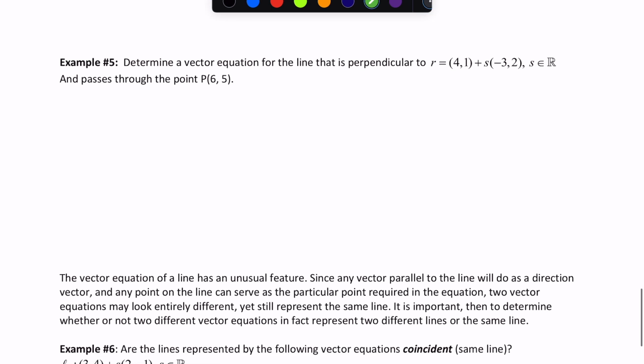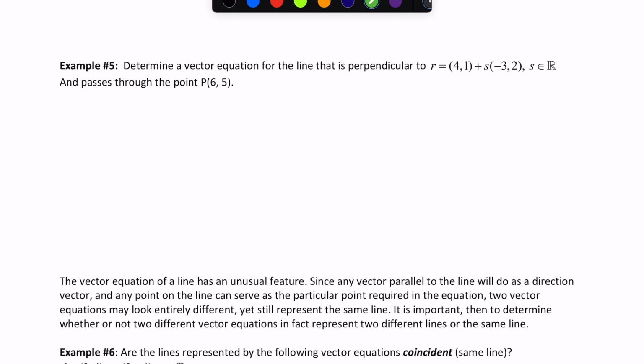Okay, so example 5 says determine a vector equation for the line that is perpendicular to r equals (4, 1) plus s(-3, 2), where s is an element of the real numbers, and passes through the point P(6, 5). So here this represents our line 1, and line 1 is perpendicular to line 2. And so here, slopes are negative reciprocals.